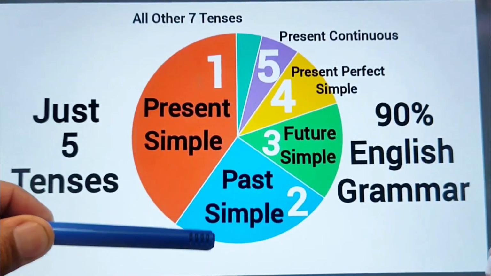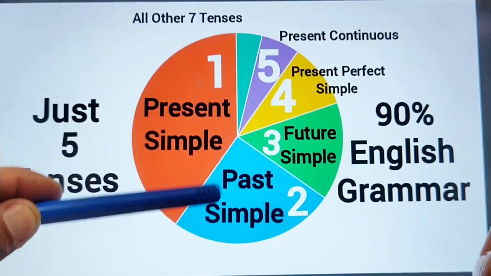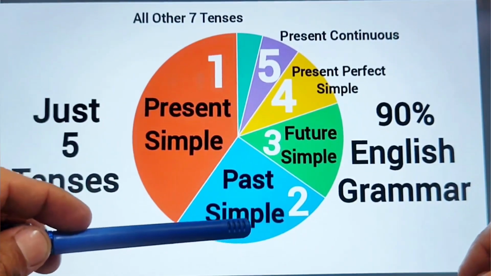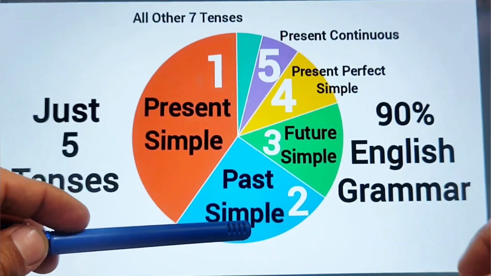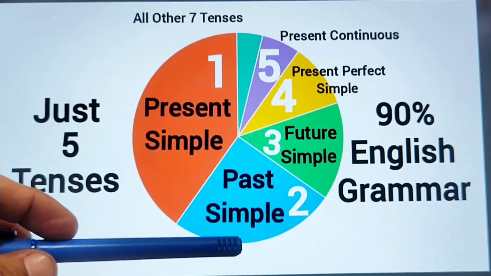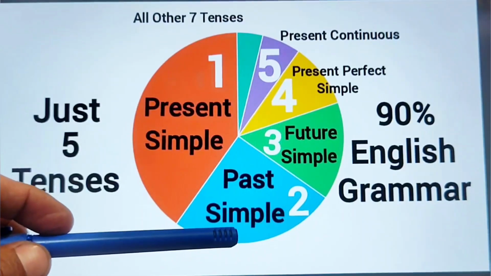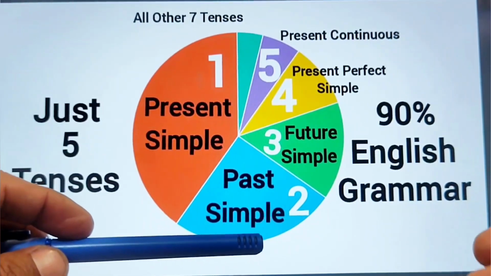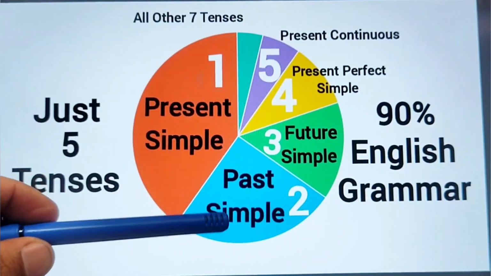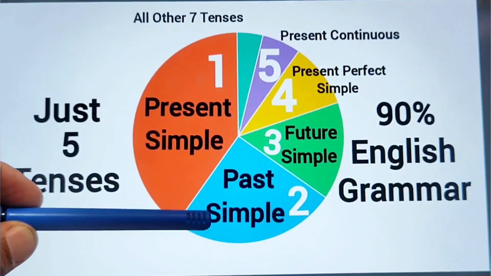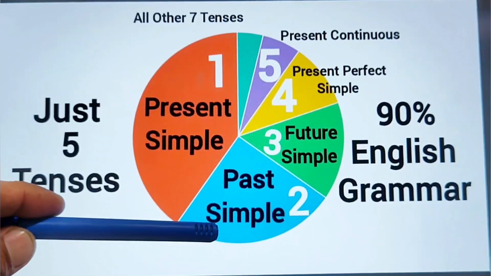The second most used tense here is past simple tense. We use this past simple tense in our conversation when we are talking about the past most of the time. We describe what we have done in the past, our actions, what we did, and we use past simple tense most of the time during our conversation.